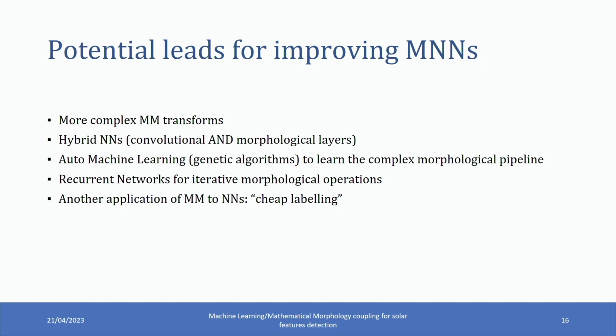So some potential leads for improving these morphological neural networks, for example, could be to use more complex mathematical morphology transforms, because for now it has been very basic ones. And also it could be interesting to use hybrid neural networks, not only convolutional layers or only morphological layers, but a combination of both. Also hybrid networks with, for example, genetic algorithms, if we have a very complex morphological pipeline, or we could also use recurrent networks, especially if we have iterative morphological operations. And besides that, another interesting application of morphology is what we can call chip labeling. That means that we can label a dataset with morphology, because it's quite fast, and then we can train machine learning algorithms on these labeled datasets.